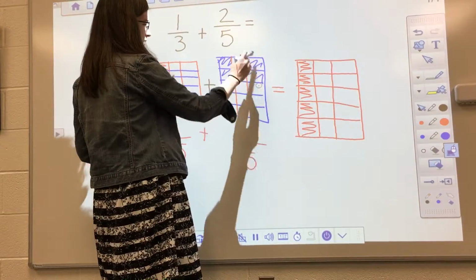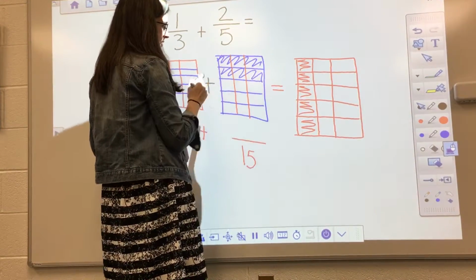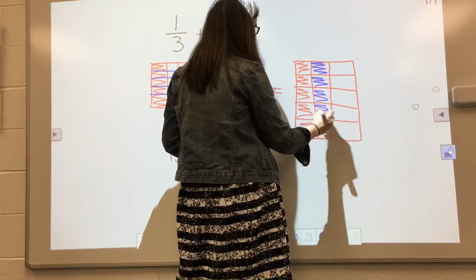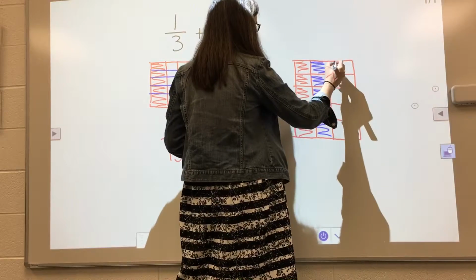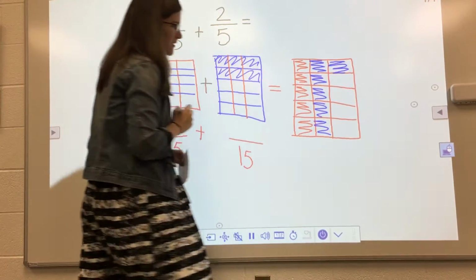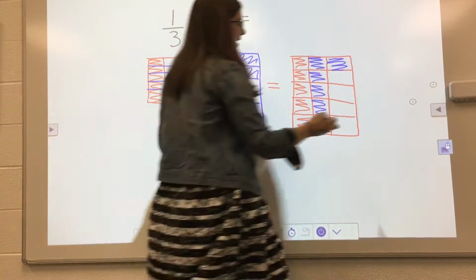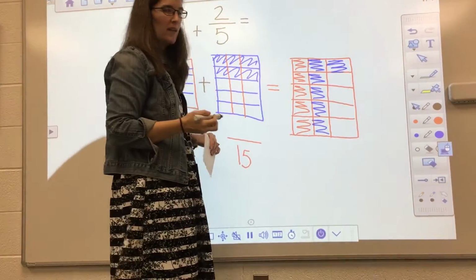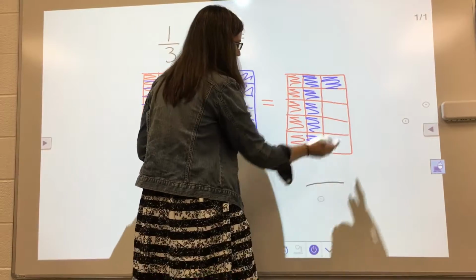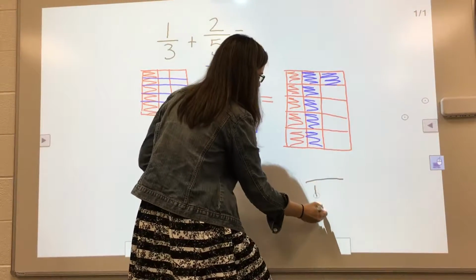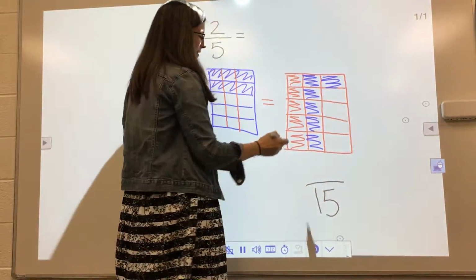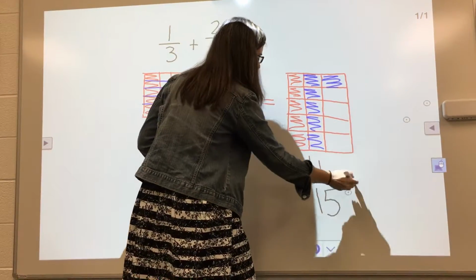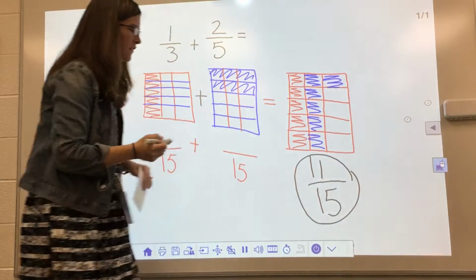Our second fraction has 6 total pieces colored in. So on my model, I will color in 6 pieces because we are adding those 5 pieces to the 6 pieces. So then, and again, your students are very comfortable looking at a picture and determining the fraction. Because there is a total of 15 pieces, that is my denominator. And since we are talking about 11 of the pieces, the answer is 11/15.